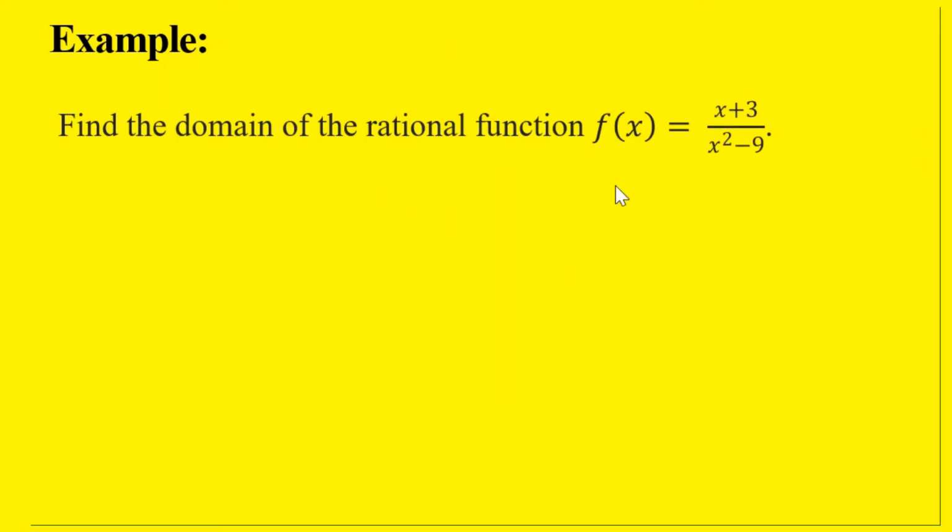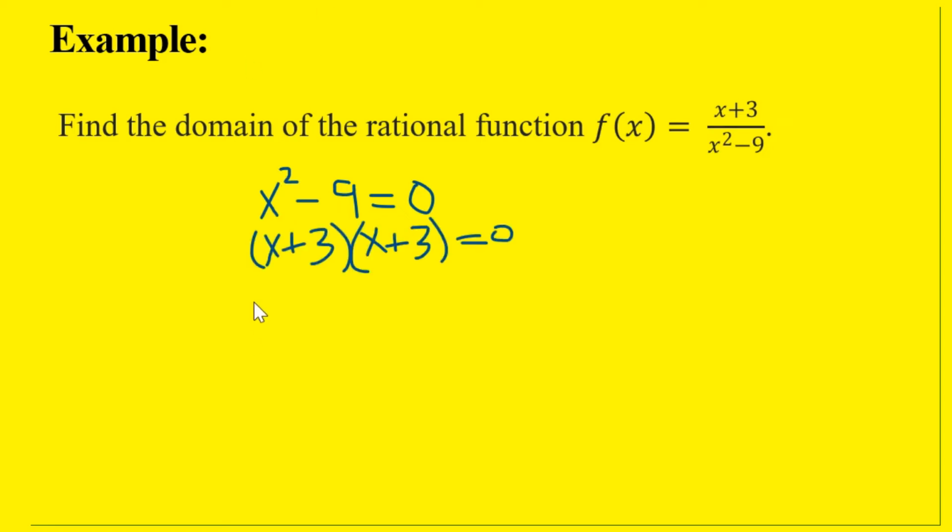So now let's take a look at this example. Let's suppose we have the function x plus 3 over x squared minus 9, and we want to find the domain of this function. If you remember, the first key step is to take our denominator and set that equal to 0. Now the next thing is to factor this denominator. So we want to factor x squared minus 9, and that factors into x plus 3 and x minus 3.